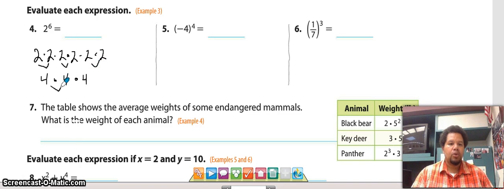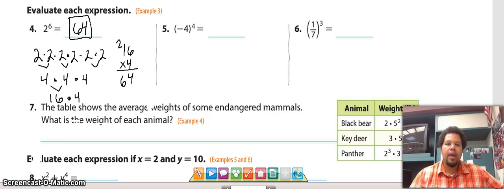And now we get to multiply here. 4 times 4 is 16. And then bring down this other 4 and we do 16 times 4. I need a little space over here. 16 times 4. 6 times 4 is 24. 4 times 1 is 4, plus 2 is 6. So 2 to the 6th power is 64.